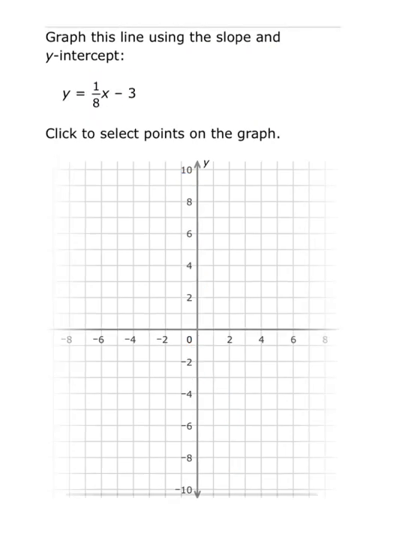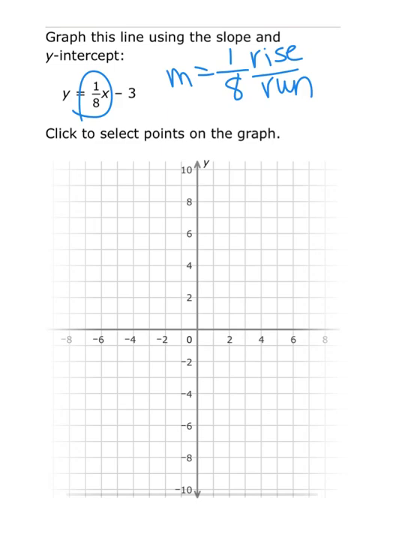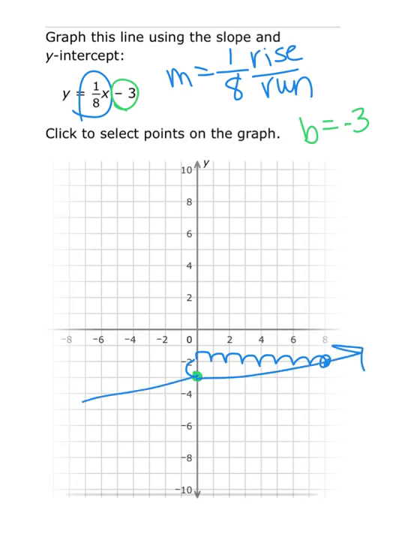Alright, last example, we're graphing y = 1/8 x - 3. So my slope is 1 over 8. So I have a rise of 1 over a run of 8. And my y-intercept is at negative 3. So this time we're going to start down here at negative 3. And then I need to create the slope of 1/8. So I would go up 1 over to the right 8 to get a positive slope of 1/8. Alright, pretend that's a straight line.